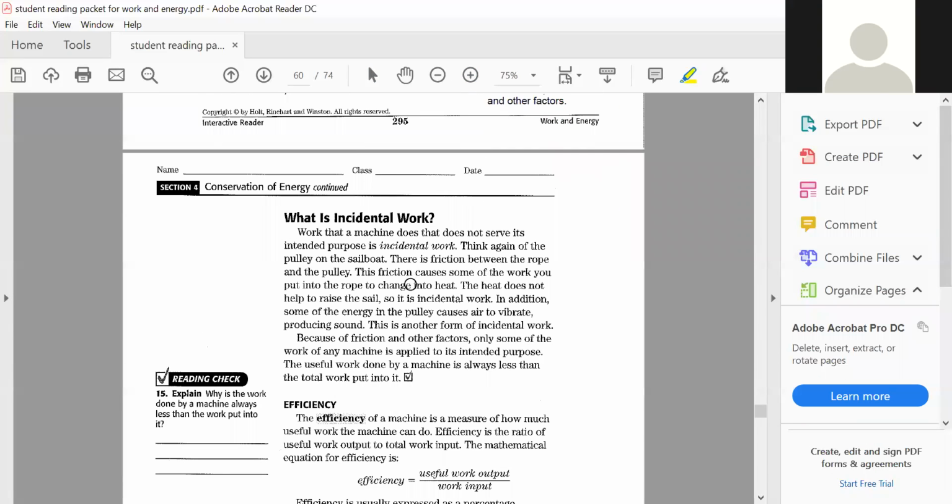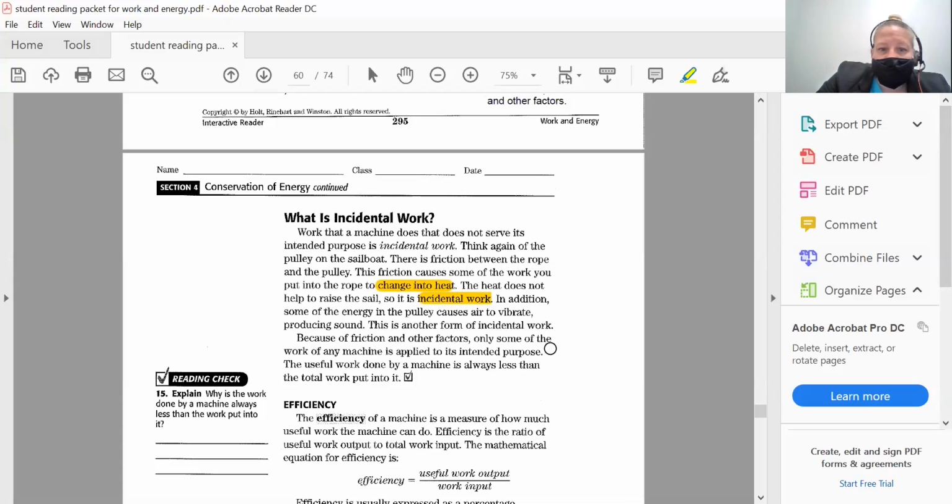Okay. What is incidental work? Work that a machine does that does not serve its intended purpose is incidental work. Think again of the pulley on the sailboat. There is friction between the rope and the pulley. The friction causes some of the work you put into the rope to change to heat. So that's where some of the work went. The heat does not help to raise the sail, so it is incidental work. Okay, that's called incidental work.